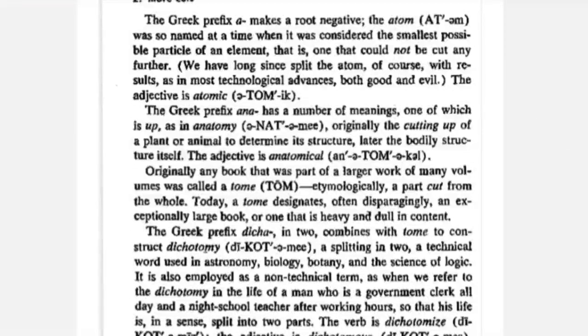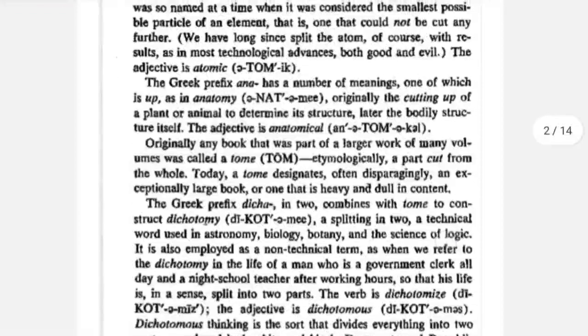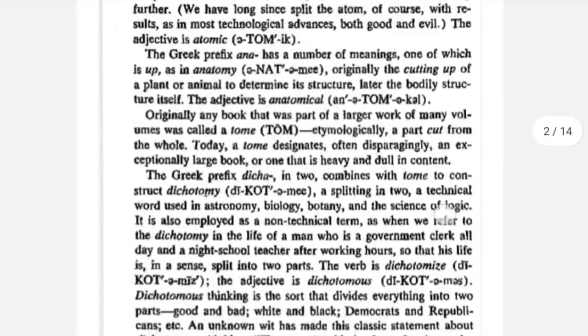The next word is atom, which has the root A, a negative prefix, plus TOM. So it is the smallest particle. It cannot be cut any further. The adjective is atomic. The next word is anatomy. Ana, which means up, plus TOM, which means to cut. So it was originally for cutting up plants or animals, but it is now used for even bodily structure. The adjective is anatomical.